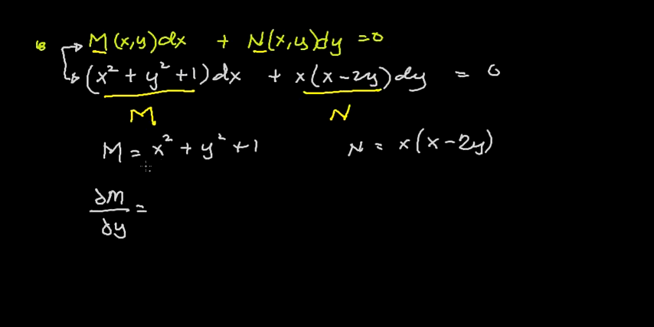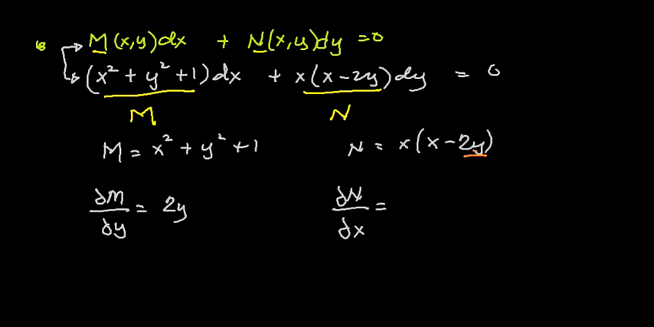Since x squared is a constant here, because we are in partial derivative, its derivative is just 0, as well as the constant 1. So we are only left with y squared, and the derivative of y squared with respect to y is just 2y. Moving on to the other side, we have to take the partial derivative of N with respect to x, making the variable y constant.